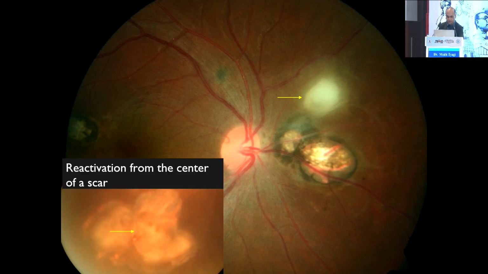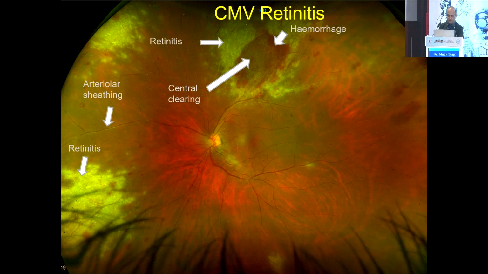One more important point to remember is the reactivation. So if you see a reactivation occurring from the center of a scar, that is a clue to tuberculosis. Whereas a reactivation occurring from the edge of a scar usually denotes a toxoplasma. So look at the pattern of reactivation. Moving on to viral retinitis. So CMV retinitis again usually ends up having a classic pattern which we can identify just by a clinical examination. You can see these areas of retinitis, arterial sheathing, multiple hemorrhages.